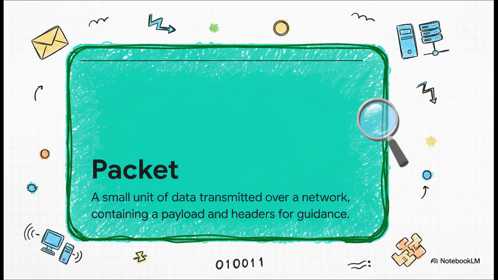And the reason for this is just brilliant. It makes the whole system incredibly tough. If one packet gets lost along the way, no big deal. Only that tiny piece needs to be resent, not the whole file.